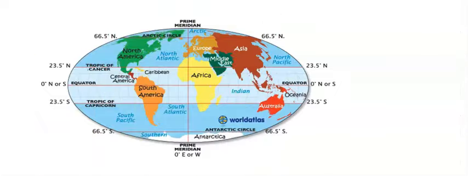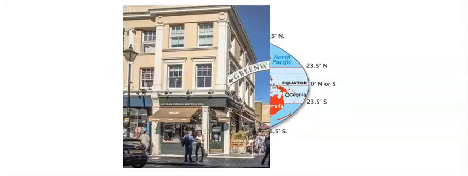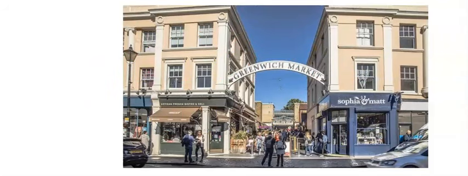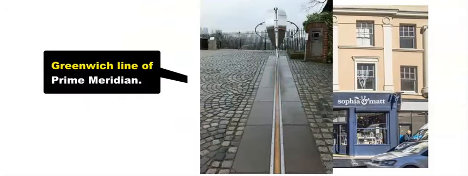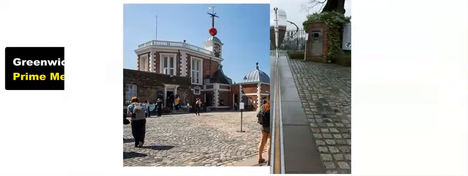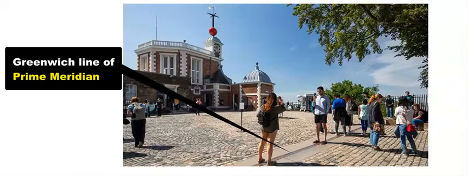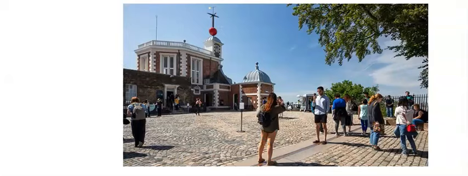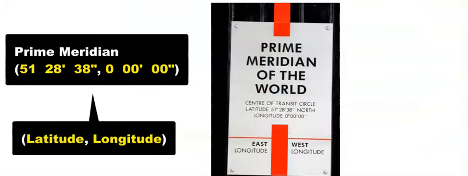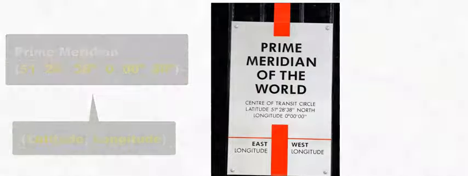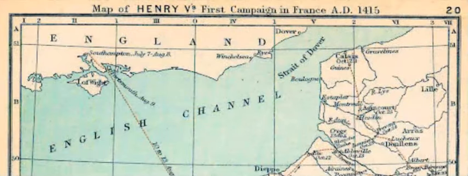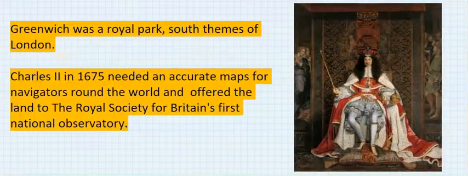The prime meridian line runs across different cities in the world, from the North Pole to the South Pole, and Greenwich in England is one of the cities. This line that runs through Greenwich is also a tourist attraction in England, and this point becomes a reference point for other time zones in the world. Greenwich was a royal park, south of the Thames in London.